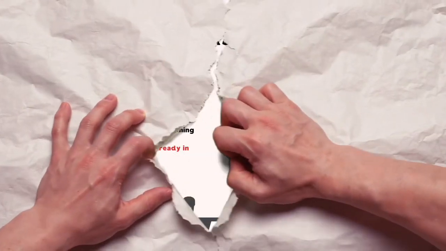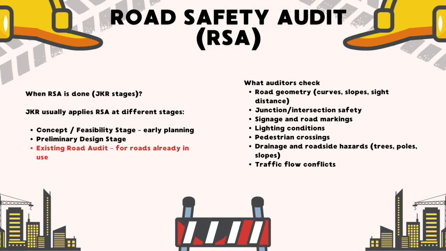Hello everyone, today I will be introducing a key concept used in road engineering known as the Road Safety Audit or RSA. In Malaysia, RSA is widely implemented by the Jabatan Kerja Raya or JKR to improve road safety at different stages of a road project.